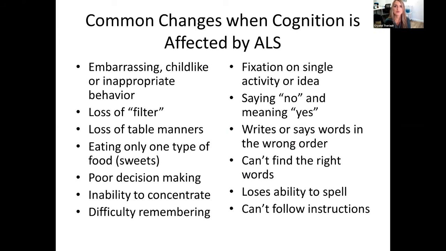Common changes when cognition is affected by ALS are embarrassing, childlike or inappropriate behavior, loss of their filter, so they just spurt out everything that comes to their mind, loss of table manners, eating only one type of food, like preferring sweets, for instance, poor decision making, inability to concentrate, difficulty remembering, fixation on a single activity or idea, sometimes saying no when they mean yes, writing or saying words in the wrong order, losing the ability to smell, and can't follow instructions anymore.